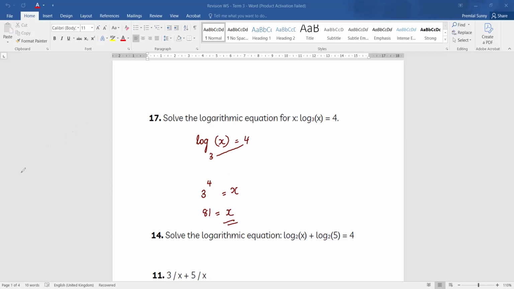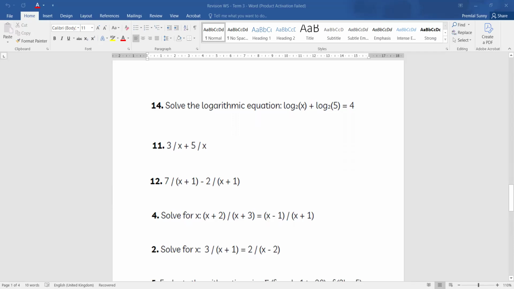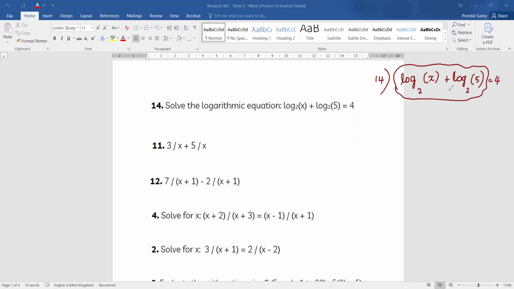Now moving on to the next question. Question number 14 is what we are going to discuss now. So question number 14, I'll just write it here. Solve the logarithmic equation log to the base 2 x plus log to the base 2 5 is equal to 4. Now we are going to first solve this left hand side. You can see that both the logarithms have the same base, which is 2. So you can write log to the base 2.